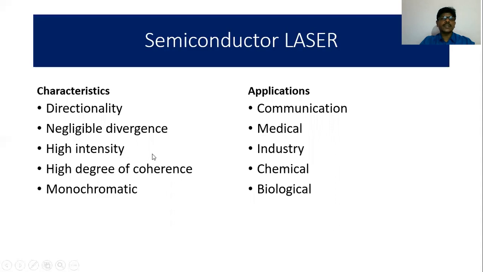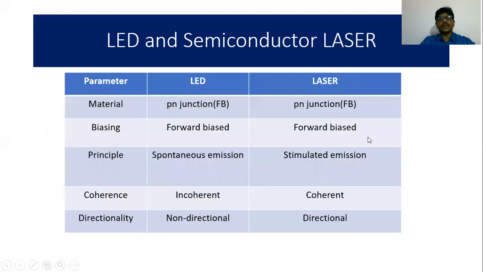What are the characteristics and applications of semiconductor lasers? The characteristic properties are directionality, negligible divergence, high intensity, high degree of coherence, and monochromatic. Applications, we've got various applications. Some of them are in communication, in medical, in industry, chemical, and biological.